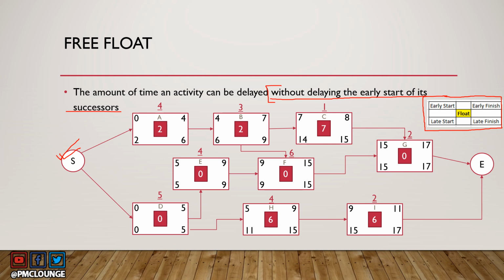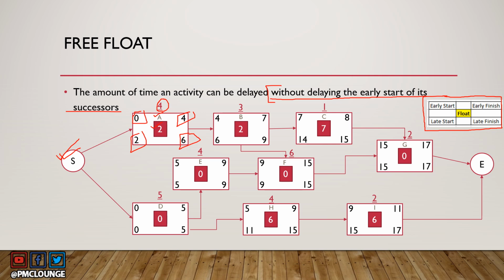This is how the information is filled in the boxes. So let's say activity A, right? This is the early start 0. This is the late start 2. This is the early finish 4. And this is the late finish 6. The central value here, 2, this is the float and this is the total duration. So this is how activities are basically represented in the diagram.